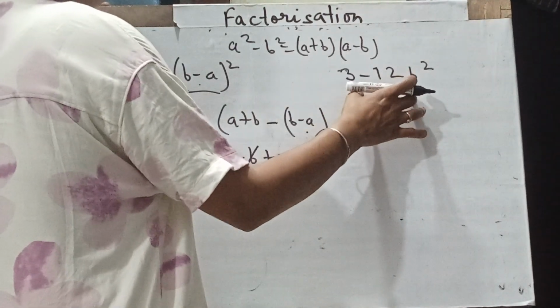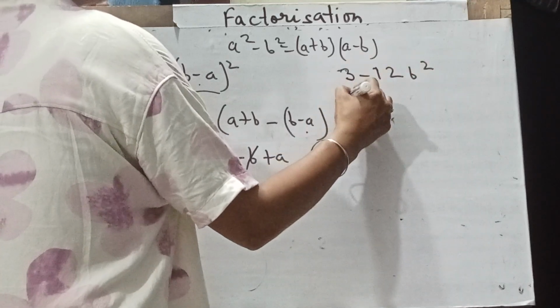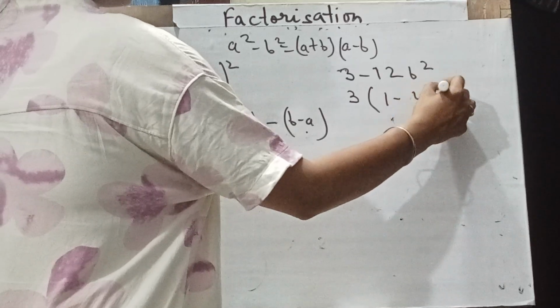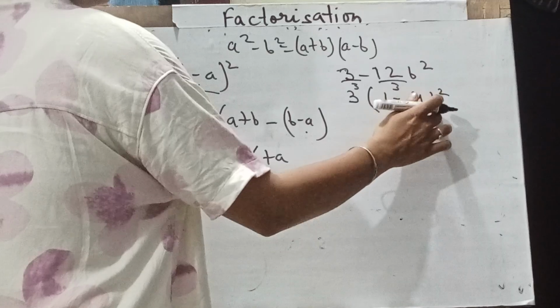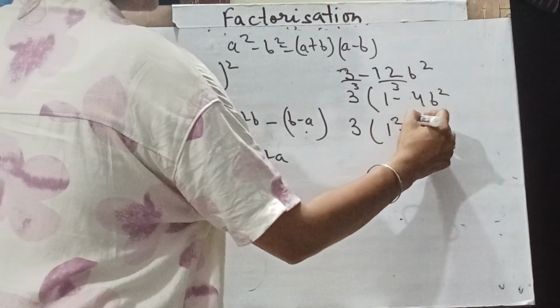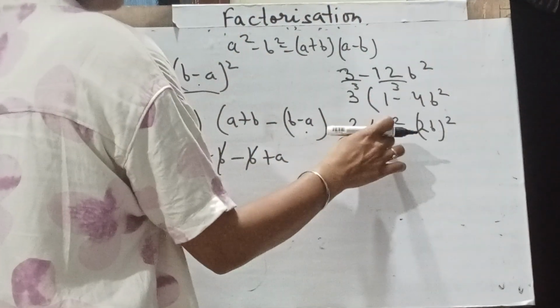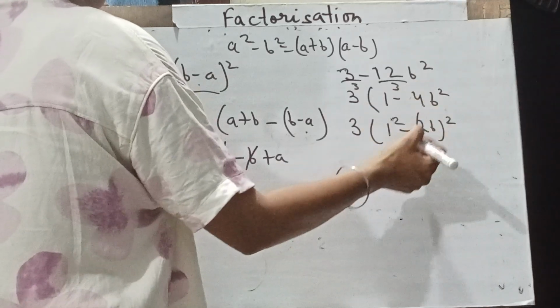In this question we don't have square numbers. This is not a square, this is not a square, only this is a square. Take out common. Once you take out the common, you will get here 1 and here 4. Common means you are dividing the number with this, 3 and 3. Now you got the square numbers. Convert them into squares so that you can get a and b. This is square of 1 and this is square of 2b.